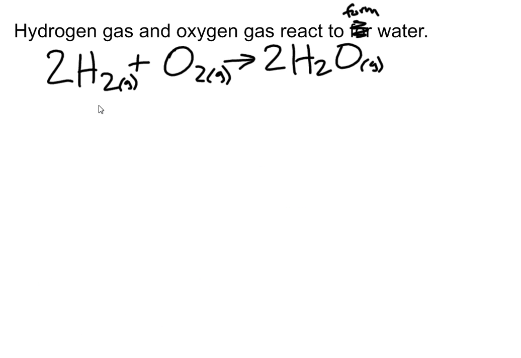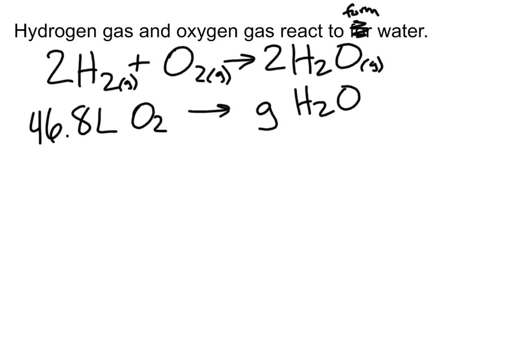But now let's say I had 46.8 liters of oxygen gas, and I want to know how many grams of water was made. So I'll need a lot of different information here. Liters are involved, I need to use molar volume. Grams are involved, I need to use the molar mass. So let's start it off.